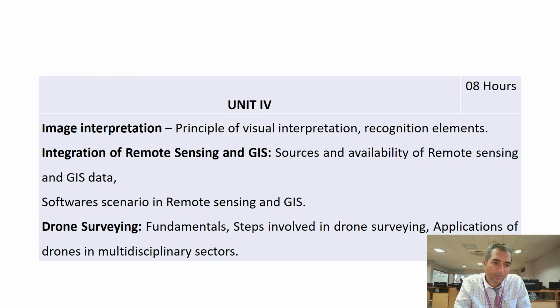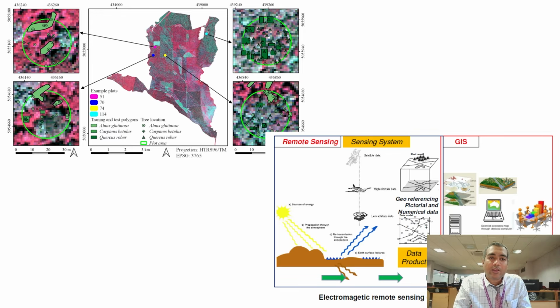Okay, and coming to Unit 4, it deals with image interpretation and integration of remote sensing and GIS. Because in this syllabus you study remote sensing separately and GIS separately, and ultimately you need to club both technologies to get the output. So that's why integration is required, and what are the different software packages available in this technology, that also you are going to study in this fourth unit. And along with this, you are going to study the drone survey also: what are the fundamentals, what are the steps involved to fly the drone, how to take the outputs, and where to use it. All that you can learn in this particular unit. Okay, this is just an explanation of that particular unit.